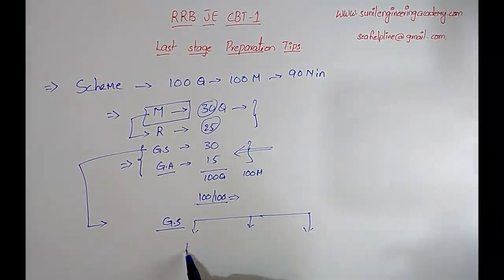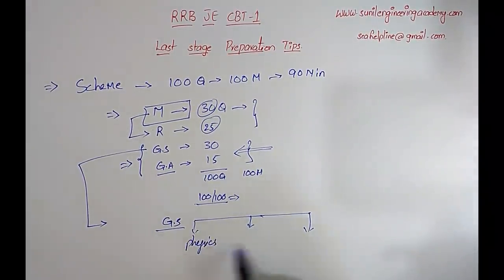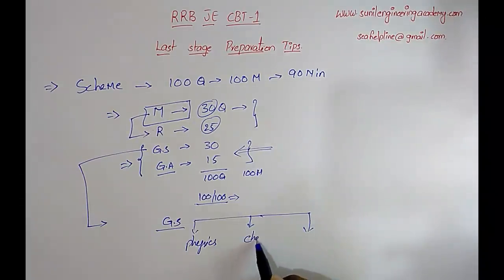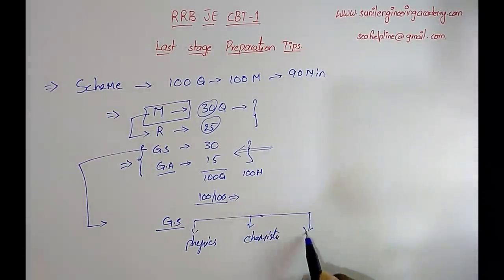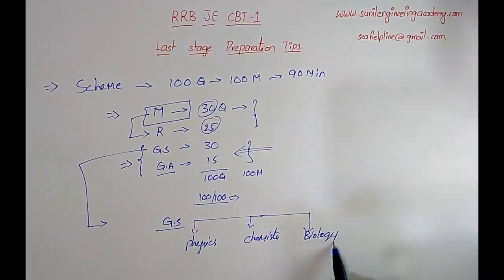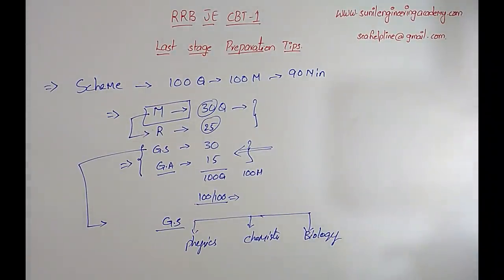We know that in this third section, that is general science, there are 3 subsections. One is physics. We know very well about these sections. Chemistry and biology. Here in physics and chemistry, we have completed almost all the topics as per the CBSE syllabus.